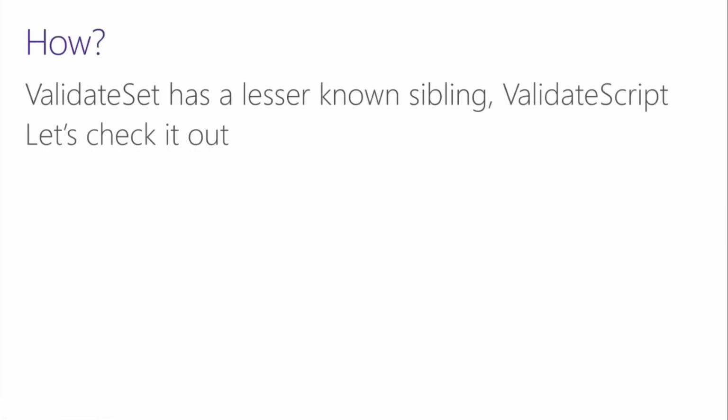How did I find this solution? I know you're all asking, you're on the edges of your seats. For those of you who don't have cool standing desks. The way that I got around this was a thing called validate script, which is a lesser known sibling or cousin to validate set. So now instead of having a static set of values, now you can put a script and any magic behind that.